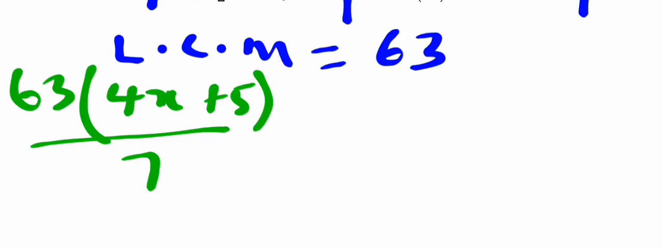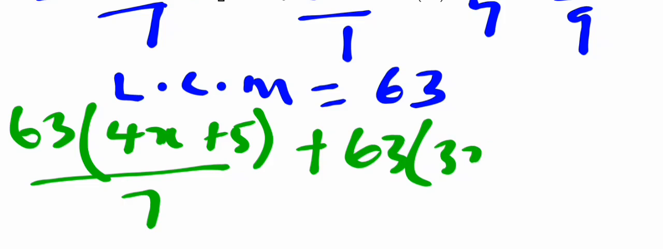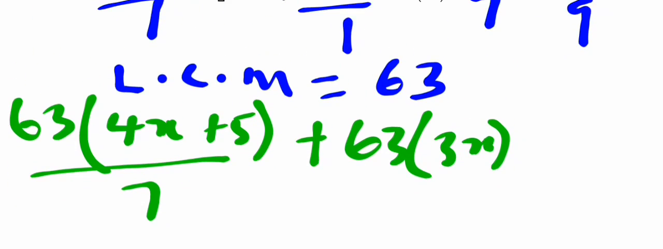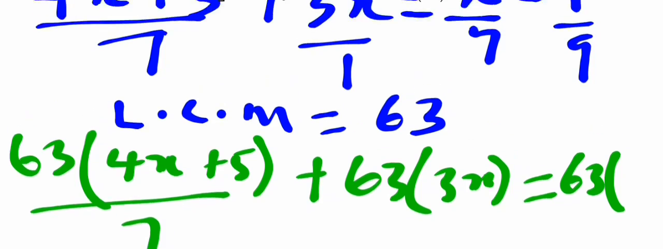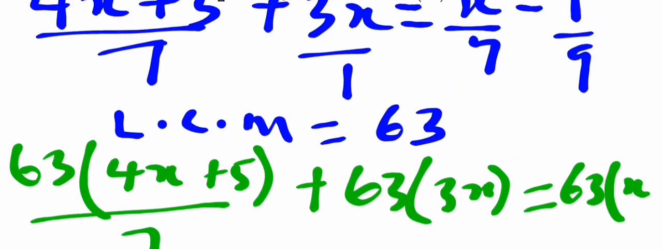So the use of brackets is important there. Then plus 63 multiplied by 3x over 1. Then equals 63 multiplied by x over 7.